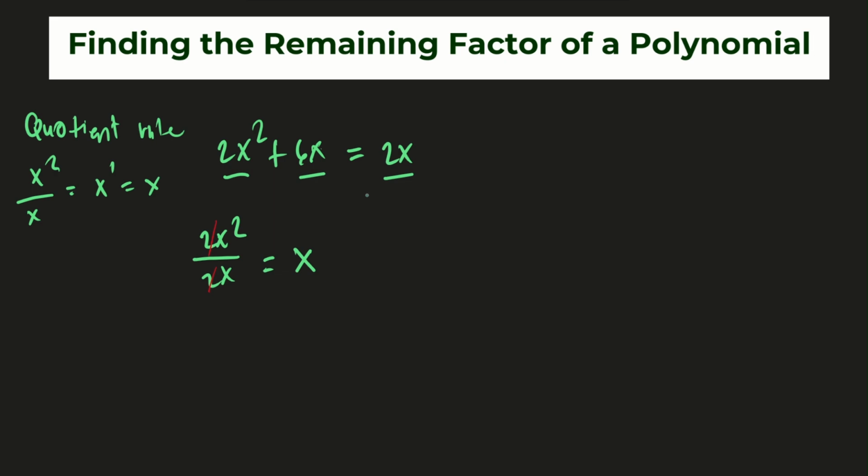Next, divide the second term by its GCF. We have 6x divided by 2x: 6 divided by 2 is 3, and then x divided by x simply cancels out. Okay? Combining the quotients, we have x plus 3. Therefore, the complete factorization of 2x squared plus 6x is 2x times x plus 3.